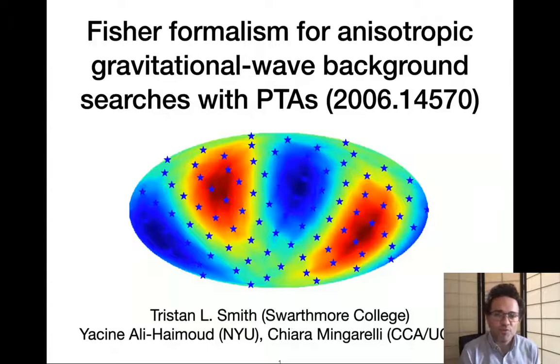In this talk, I'm going to describe a Fisher formalism for anisotropic gravitational-wave background searches with PTAs. This work was put out on the arXiv, and it's work that I've done in collaboration with Yassine Ali Hamoud and Chiara Mingarelli.